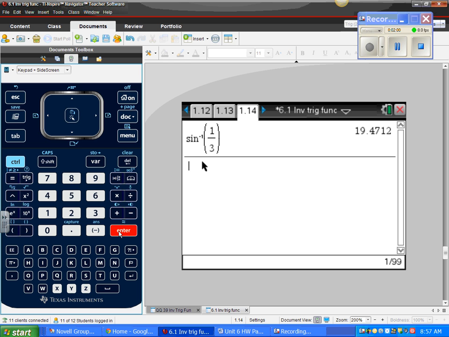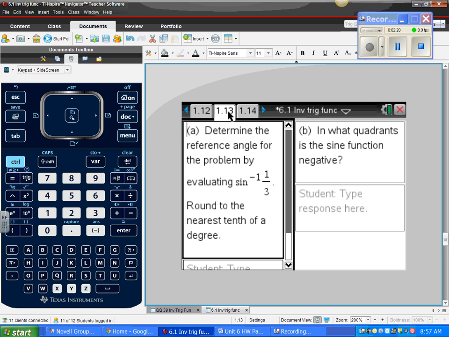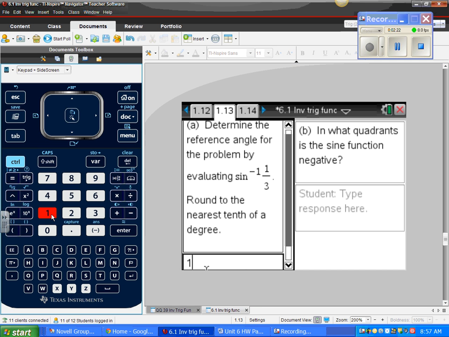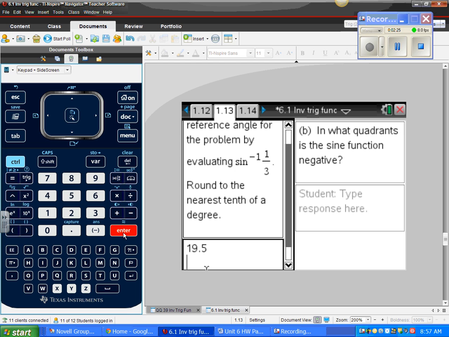Okay? By the way, if you don't get 19.5, what's most likely the problem? What have you done wrong? It's in the wrong setting, right? You're probably in radians instead of in degrees. So you got to make sure that you're in degrees if you're not dealing with pi. Okay, 19.5 is what we get. So there's my reference angle. Are we okay with that?